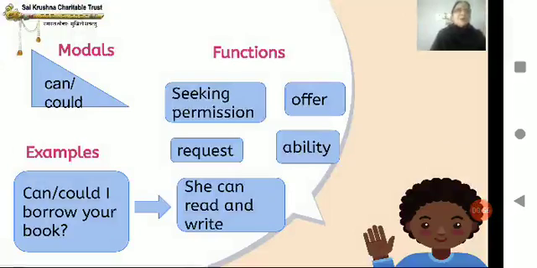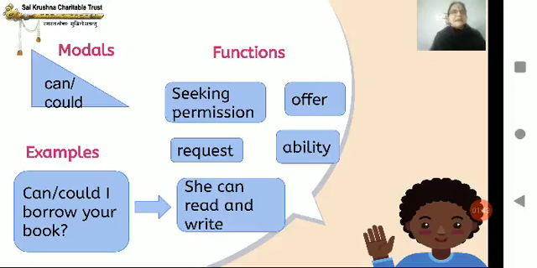Now we are going to see examples for each and every modal we have studied. We can break up the modals into the word, the functions it does, and examples. For each modal, we have a function and an example. For example, if you use the modal can or could, the functions are seeking permission, offer, request, or ability. Now let us make a sentence to understand it.